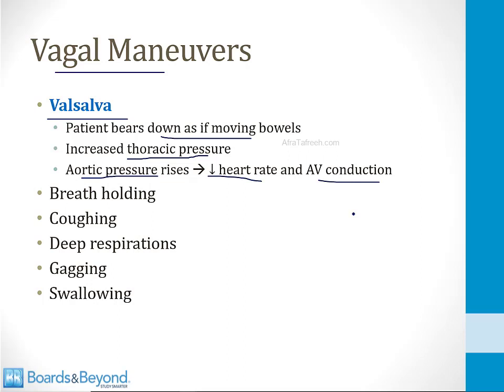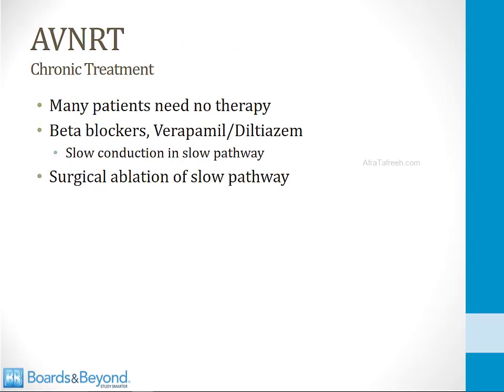And in the video on heart murmurs, I also talk about the Valsalva maneuver because in addition to increasing the pressure in the aorta, it also decreases the preload, and that can alter the sounds of a particular heart murmur. In addition to the Valsalva maneuver, there are a number of other vagal maneuvers. Some of them include holding your breath, coughing, taking a deep breath or deep respirations, gagging, or swallowing. And many patients who have AV-NRT learn to do these maneuvers so that when they begin to feel palpitations, they can break the arrhythmia.